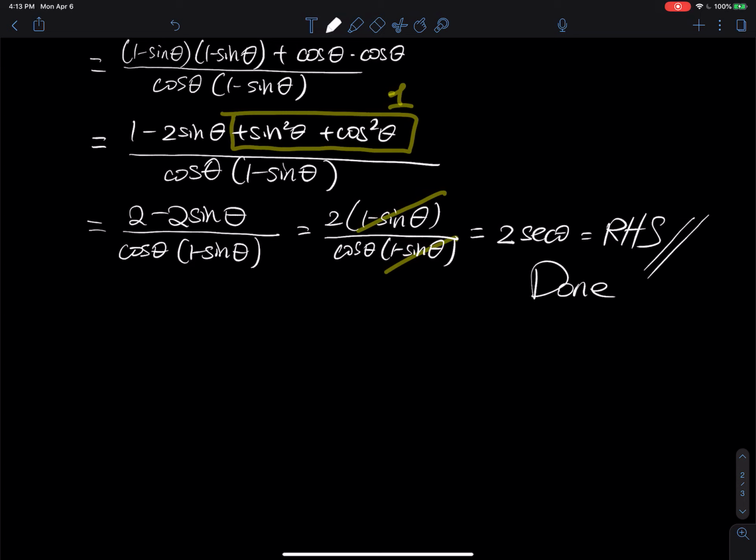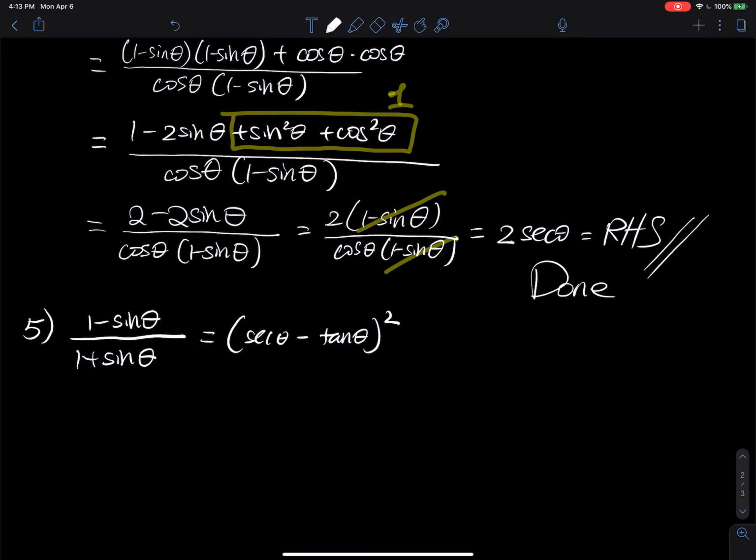Moving on to number 5. Again, you can pause the video at any time and do some practice yourself. Number 5, we have 1 minus sine divided by 1 plus sine. And then secant theta minus tangent theta square. This one, I won't do the left because the left there is really nothing you can do. This time I pick the right hand side. So the right hand side, that is secant theta minus tangent theta square.